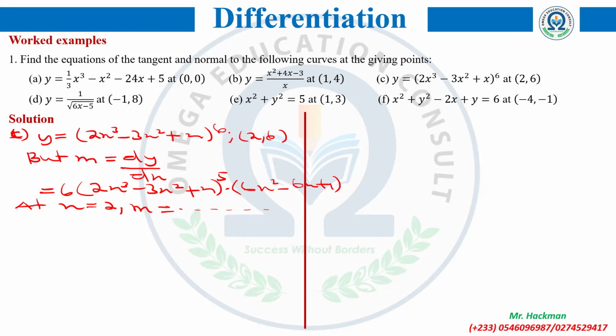Go and substitute the x value, which will be negative 1, to get your actual m. Then you put your two formulas, one each for the normal and the tangent, and you substitute your m, your x sub 1, y sub 1. So please take note.